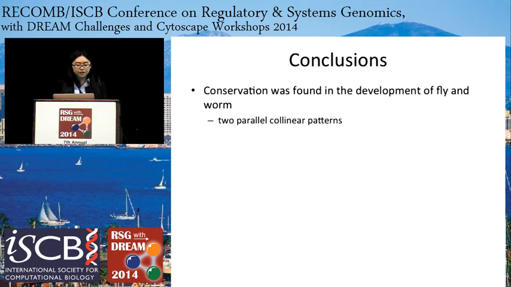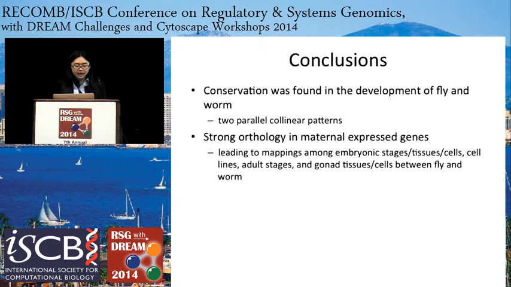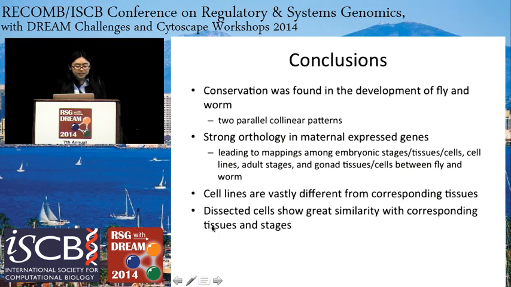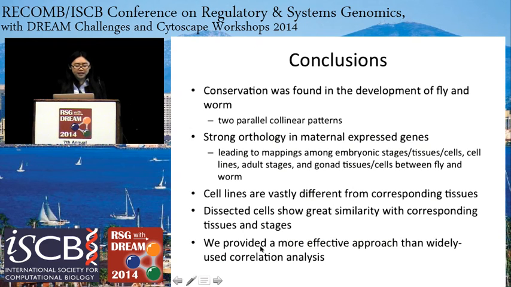So, conclusion. First of all, we found conservation in the development of fly and worm, and we found two parallel collinear patterns. This is the first time finding this. And we found strong orthology in maternally expressed genes, and this led to our mappings observed between embryonic stages, tissue cells, cell lines, adult stages, and gonad tissues and cells between the two species. And the cell lines are vastly different from corresponding tissues. Dissected cells in worm, however, show great similarity with corresponding tissues and stages. And we provide a more effective approach than the widely used correlation analysis for this goal.